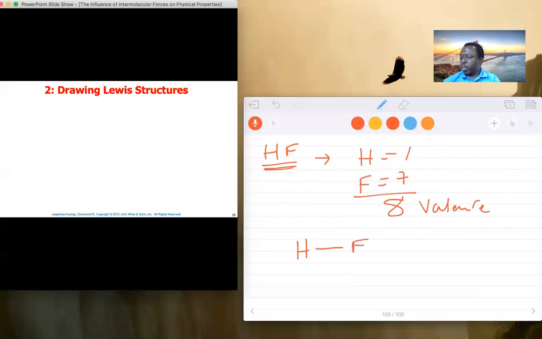Subtract the bonding electrons, so I'm going to subtract 2. I've used 2 right there. What remains? 6. Hydrogen, when it forms bonds, doesn't end up with 8. It has 2 right now, so the remaining 6 go on fluorine. If I draw the dot structure for that, you will see that it is like this.